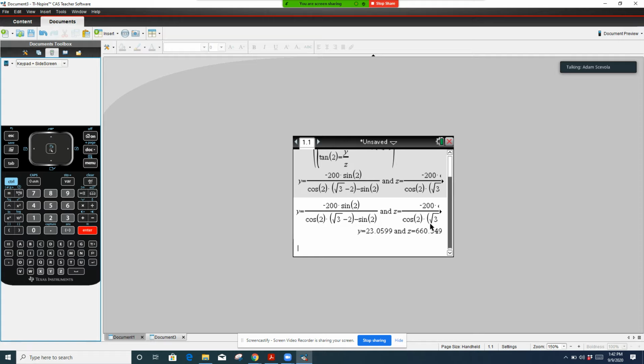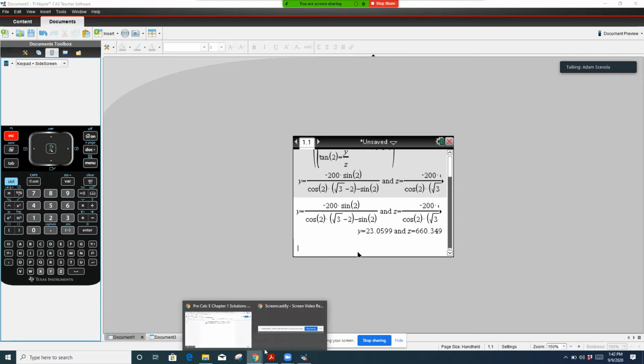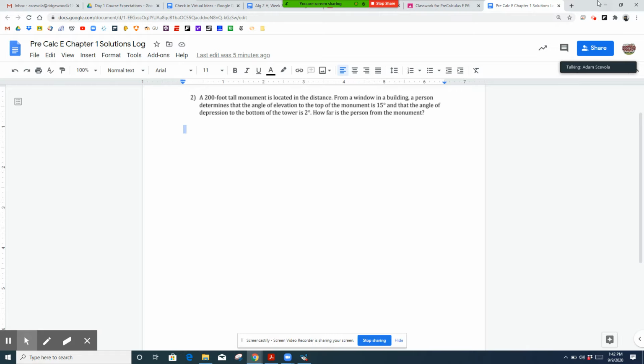So Z was the distance that the peeping Tom was standing from the monument. So Z is our answer. It's going to be 660 feet. And that is all I got. Let me pause this. Any questions on that?